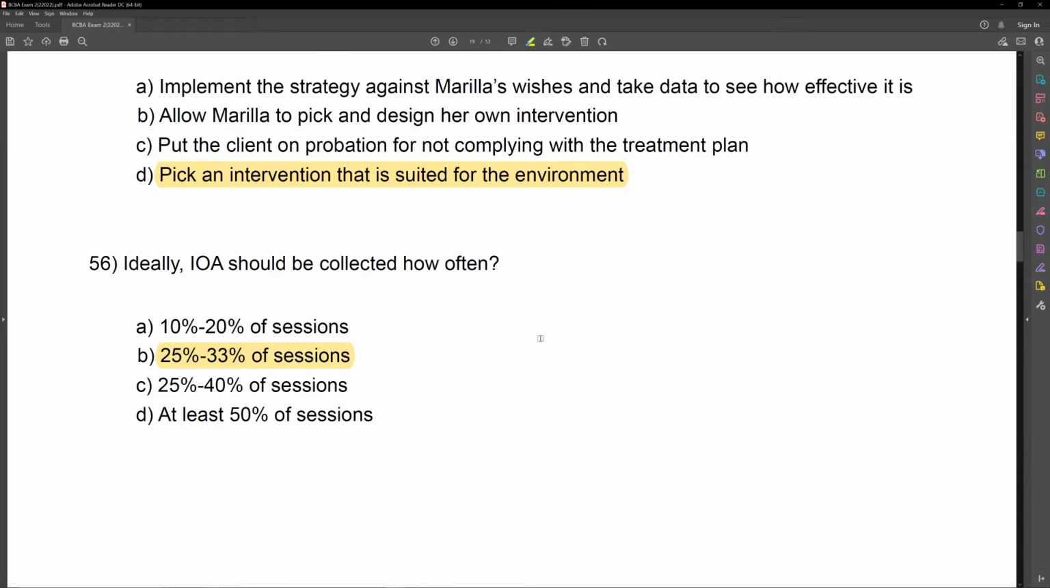You want to be taking it enough to where it's useful. If you're taking it 10% of sessions, that's just not going to be useful enough, right? I mean, error alone could make that invalid. Long story short, just go by the gold standard of how often IOA should be taken, 25 to 33% of sessions.